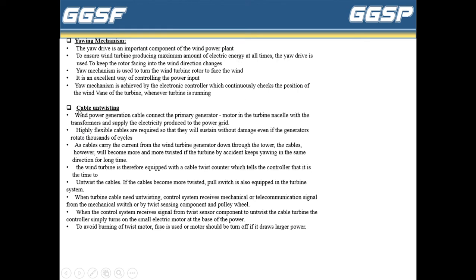So let's discuss the cable and twisting. Wind power generation cables connect the primary generator motor in the turbine nacelle with the transformer and supply the electricity produced to the power grid. High flexibility cables are required so that they can sustain the twisting without damage even as the generator rotates thousands of cycles.